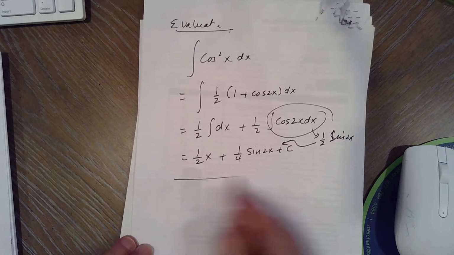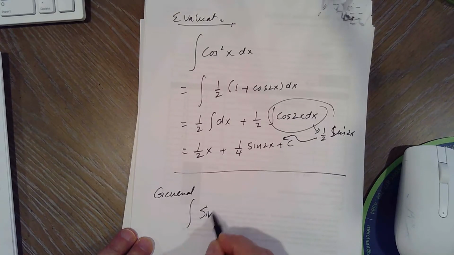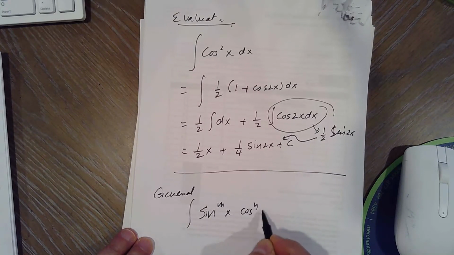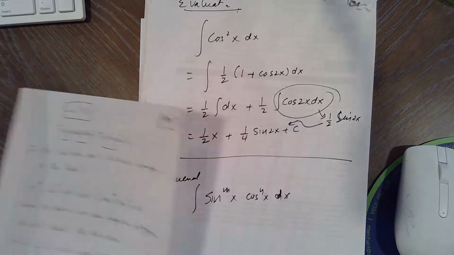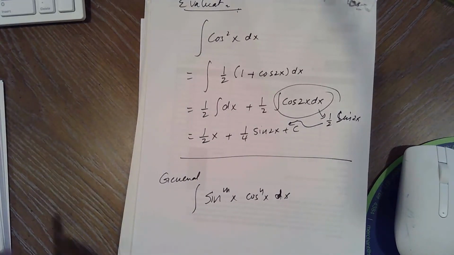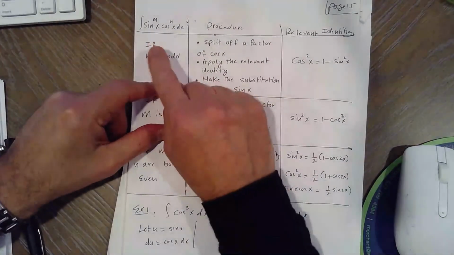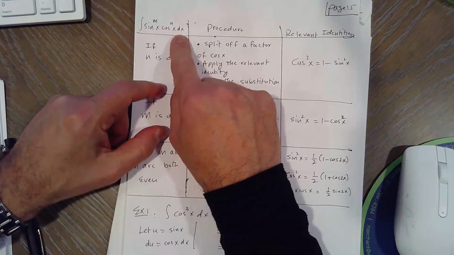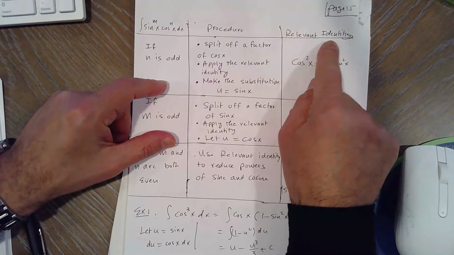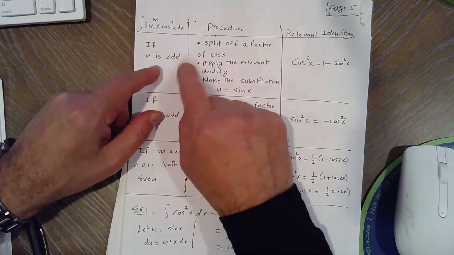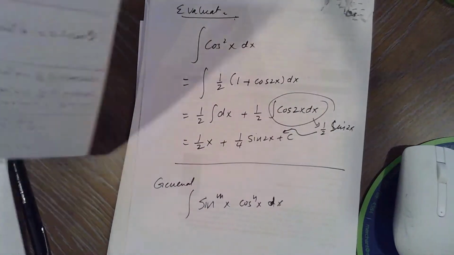So in general, what if I have the integral of sine m x cosine n x dx? Is there a set of rules we can follow? Yeah, there is, and it's on page 15 in your notes, and I'm not going to copy this, it's all in here. So we're integrating sine m x cosine n x dx. Okay, that's the procedure and the identity that we're going to need. If n is odd, remember n in this case is the exponent of cosine.